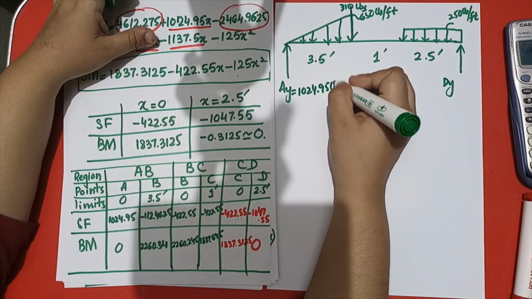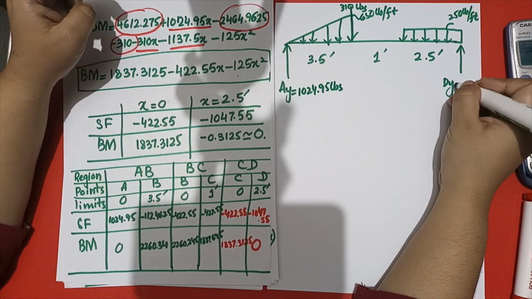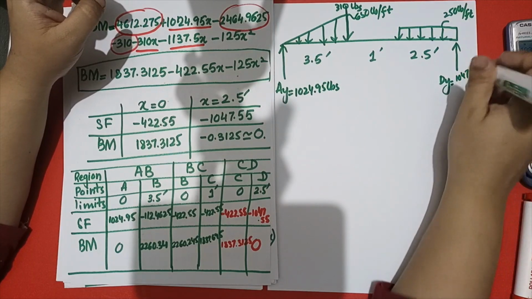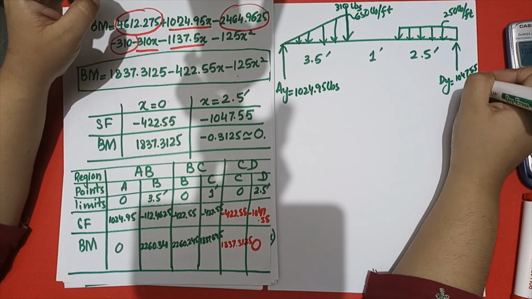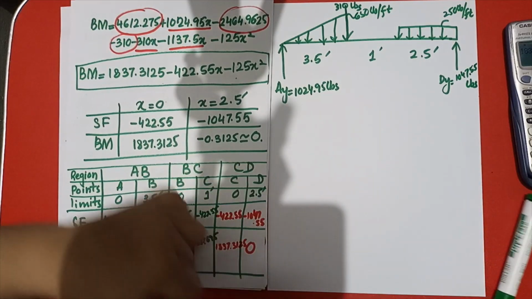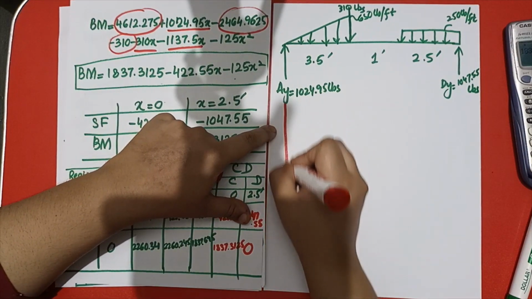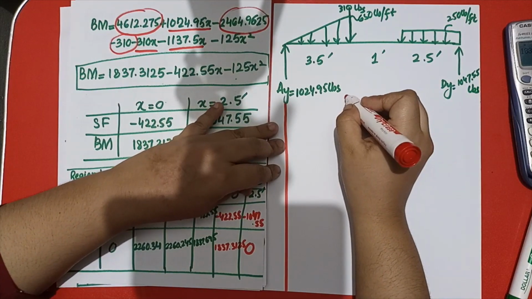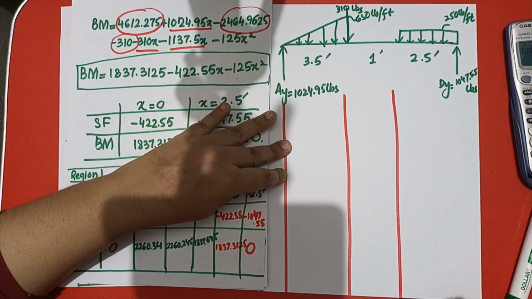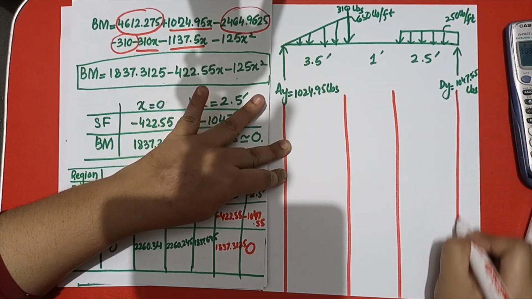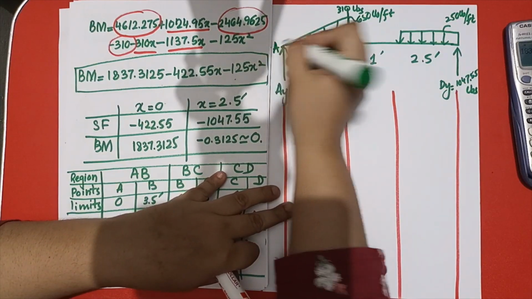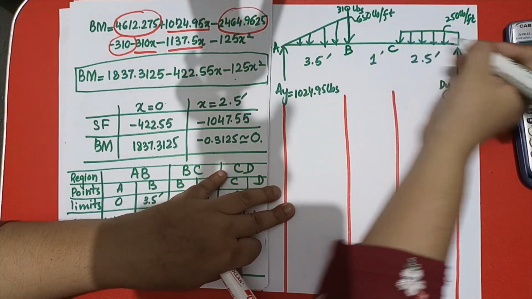1024.95 pounds, and this was 1047.55 pounds. So what I am going to do, I am going to draw the lines wherever the regions are there. This will be like this. Now this is A, B, C and D.